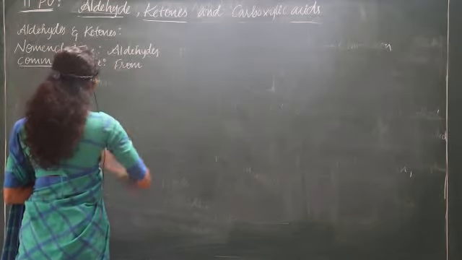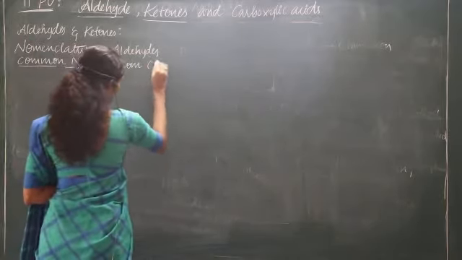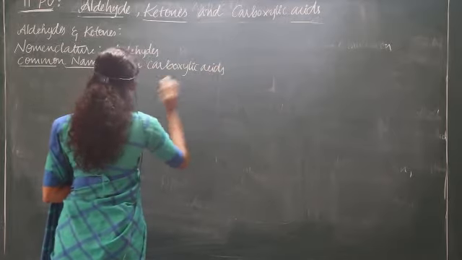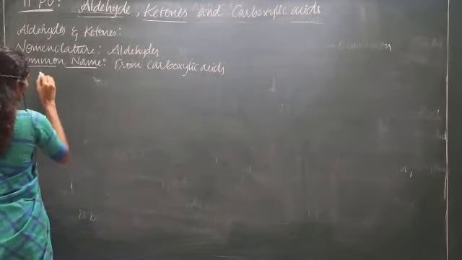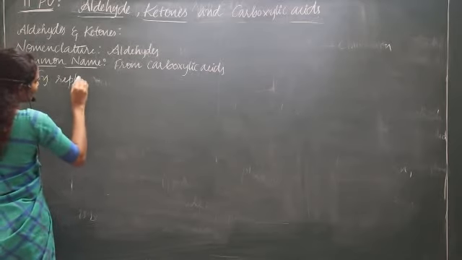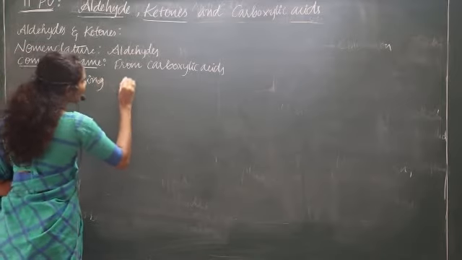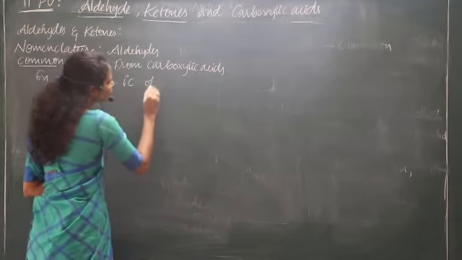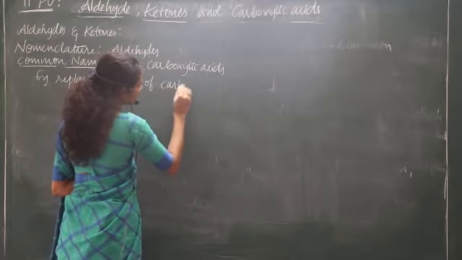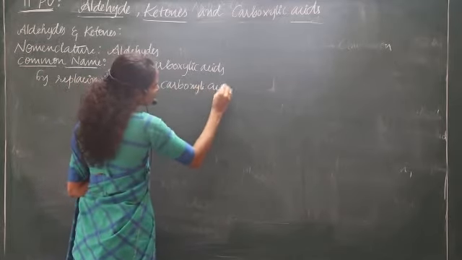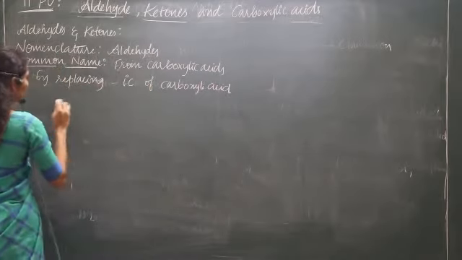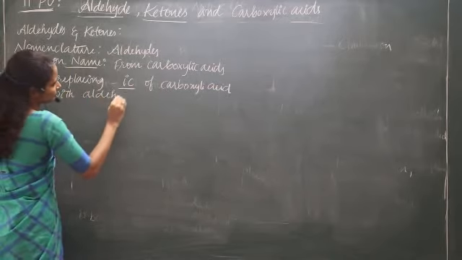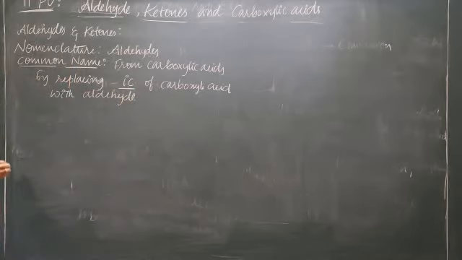So common name is obtained from respective carboxylic acids by replacing the ic or oic of the carboxylic acid with aldehyde. Okay, how? Let us take one example.